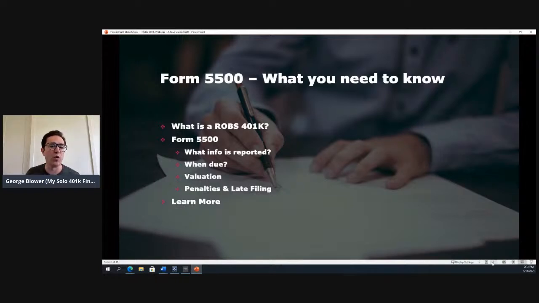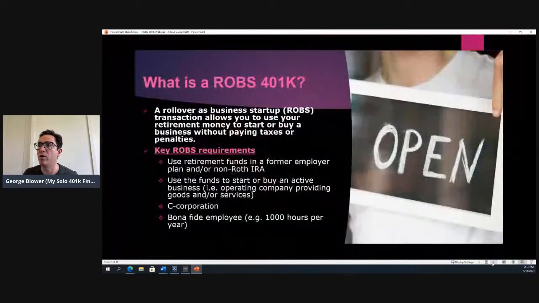So as far as what we're going to go over, we're going to talk about the baseline as far as what is a ROBS 401k, a Form 5500, including what information is reported, when it's due, talk about the valuation that's connected to the 5500 process, penalties, and the late filing process as well. So as far as setting the baseline, what is a ROBS 401k? That refers to what the IRS calls a rollover as business startup.